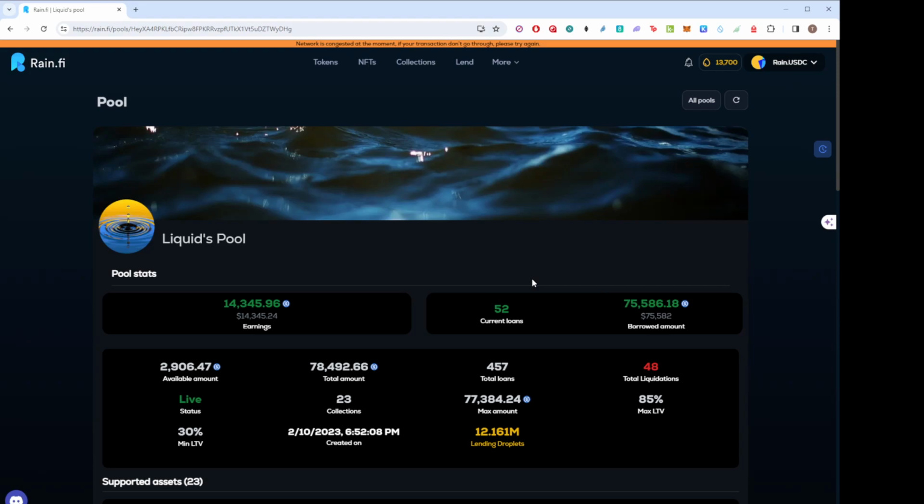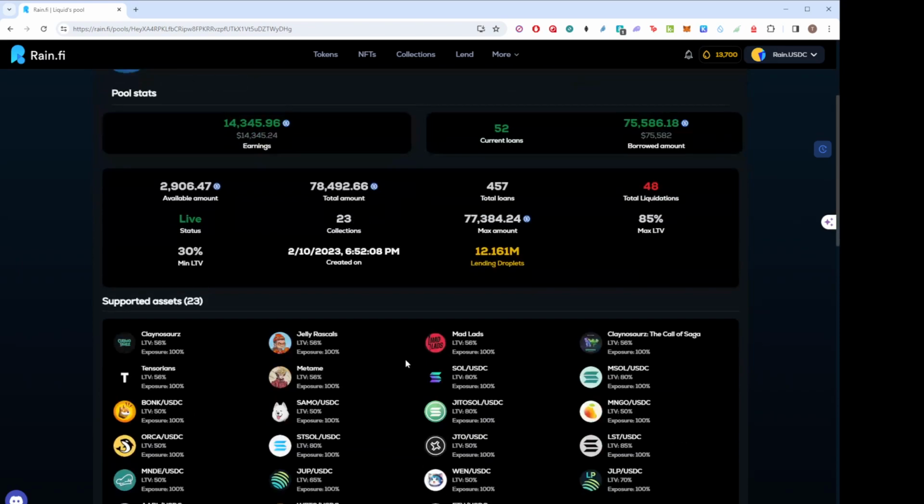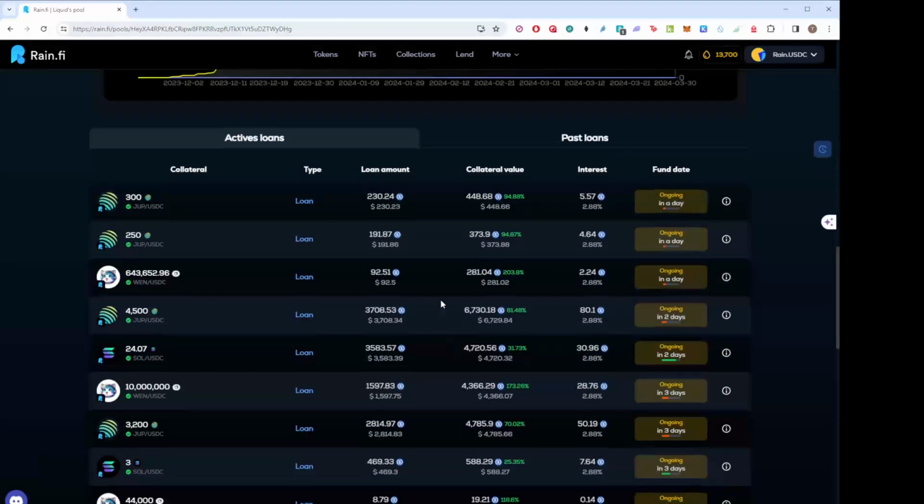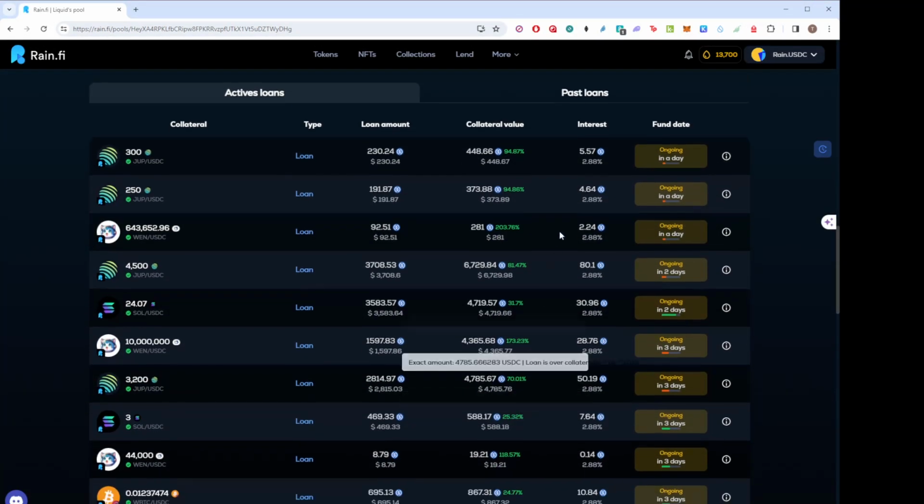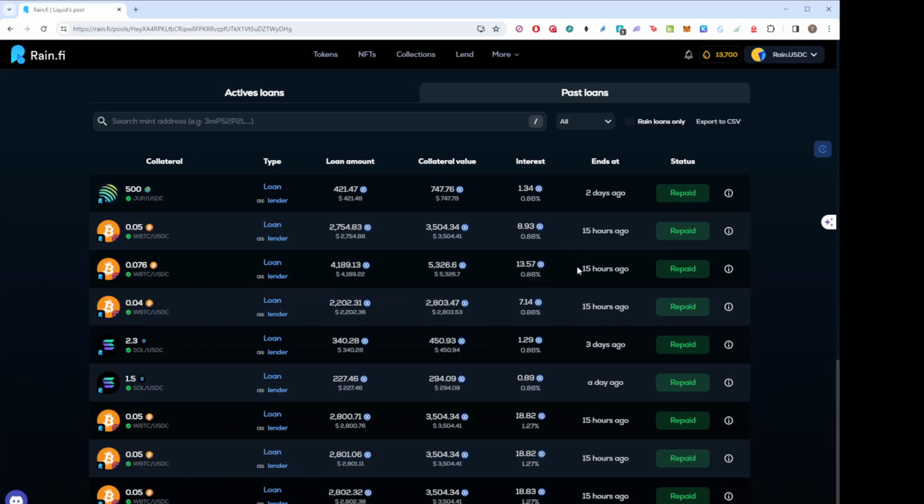So this is a pool where they've had 48 liquidations. It's quite a big pool. And if we go down here, you can see a bunch of their active loans. You can also see some of their past loans. Now, what usually happens is, say for example this one, they take a loan amount of 4,200-ish and put up 5,300 in collateral. And over the course of, I would assume, a couple of days, they pay 13 in interest.